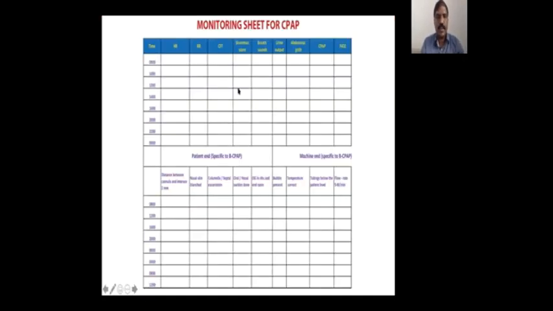So for monitoring, you need to monitor the baby's heart rate, respiratory rate, capillary refill time, Silverman score, breath sounds or bubble sounds, urine output, girth, CPAP pressure, and FiO2. And based on this, we can see whether you need to increase the pressure or increase the FiO2.